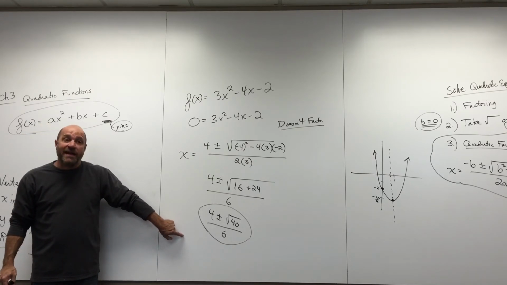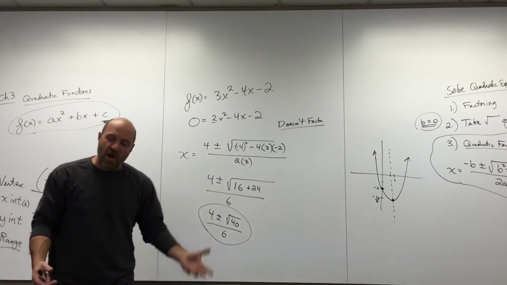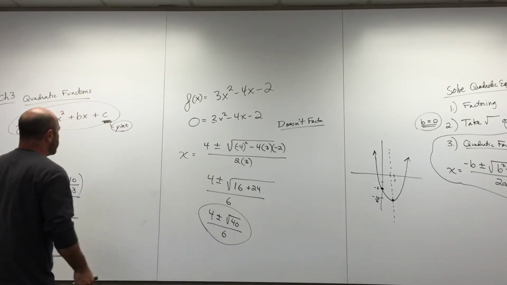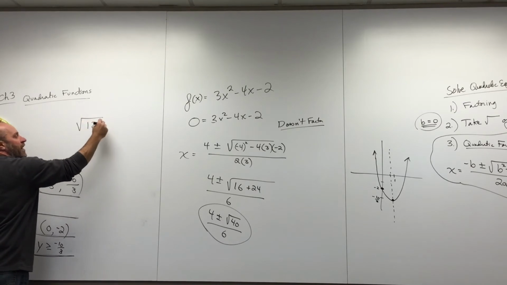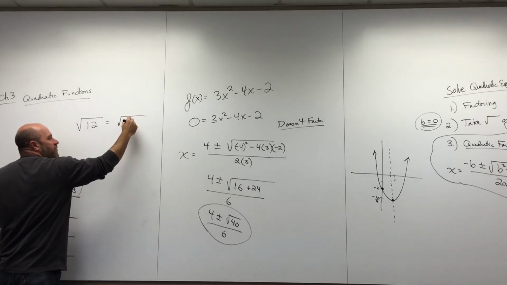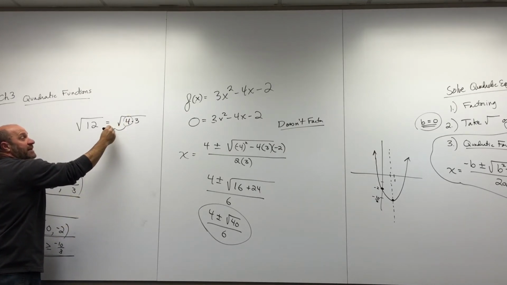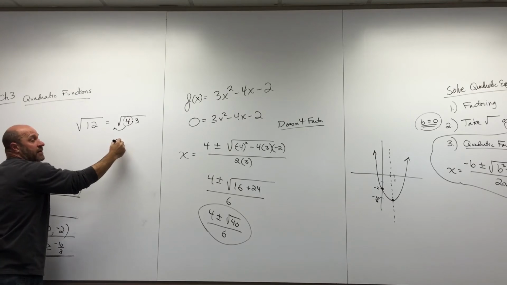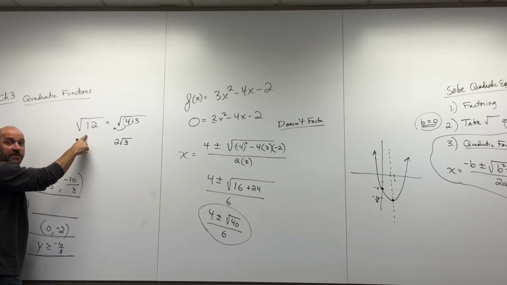But this can be simplified a little further, because the square root of 40 can be simplified. Do you recall simplifying square roots? Yes. I know it's not the funnest thing you ever did, but if you have the square root of 12, do you know how to simplify that? You pretend it's a 4 times 3. Can you do the square root of 4? Yes. It comes out and it's a 2 on the outside, and the square root of 3 is stuck on the inside. That's equivalent to the square root of 12. It's a simplified version of the square root of 12.